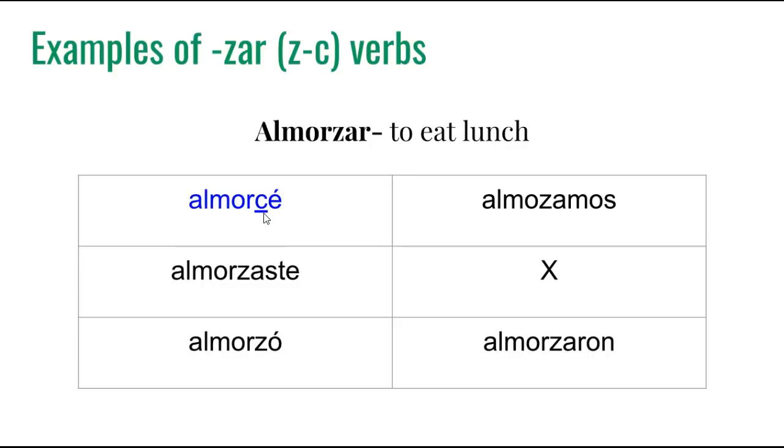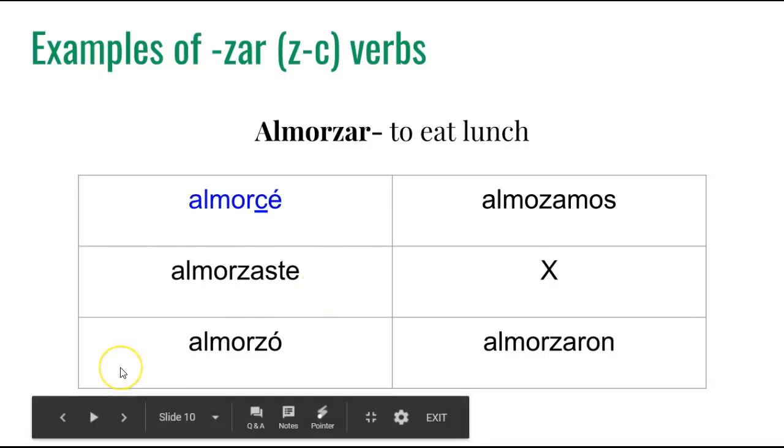And that C would be pronounced like an S. Okay? So in yo form, again, you would have almorcé with your accent, and then tú almorzaste, él almorzó, nosotros almorzamos, y ellos almorzaron.